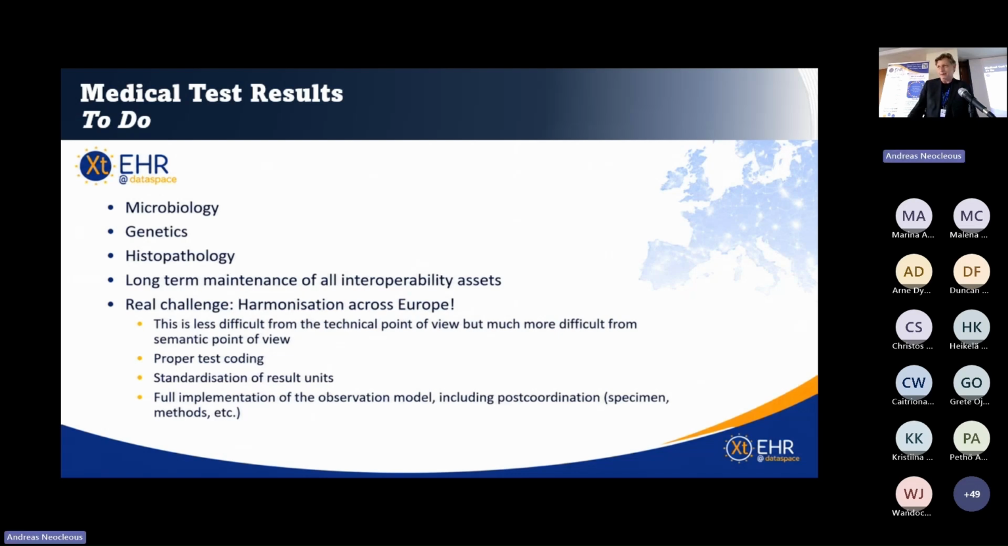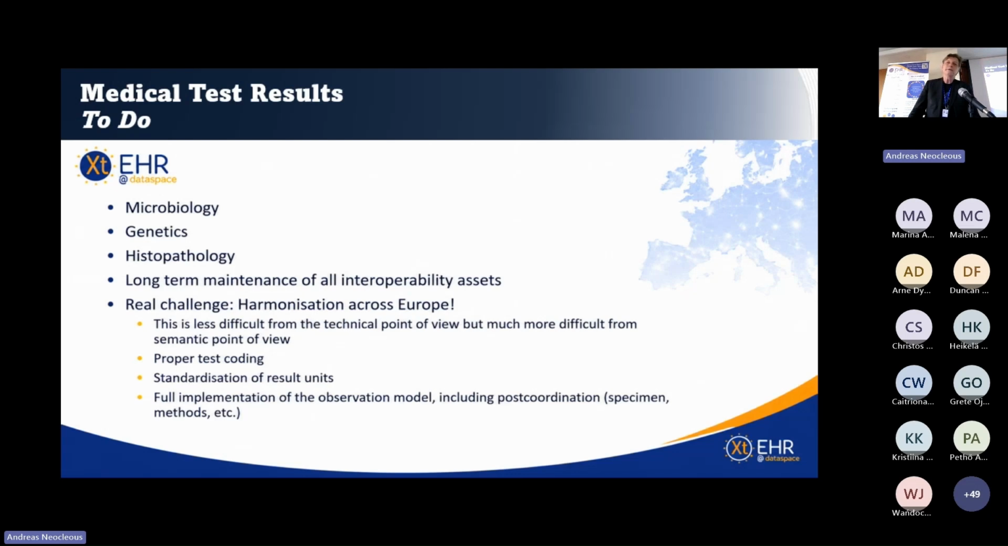2031 is the deadline, but it's clear that it will not be perfect. So let's understand this as a long-term engagement that we all need to work on. Otherwise, interoperability would be just an illusion, and patient safety as well, because observations are the basis for diagnostics.